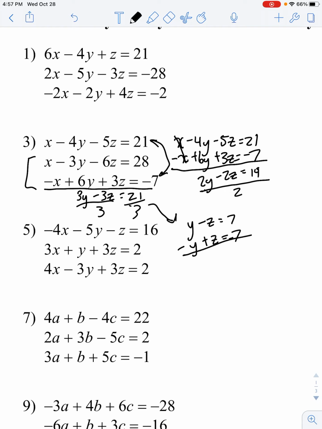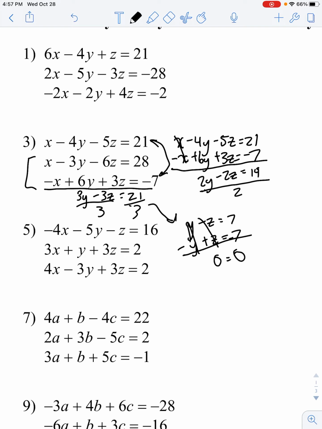If I were to eliminate those, then y minus y goes away. Negative z plus z is also going away. So you're left with 0 over here. And 7 minus 7 is just also 0. Okay, so in this case, ask yourself, does 0 equal 0? Yes, it does. And 0 always equals 0.